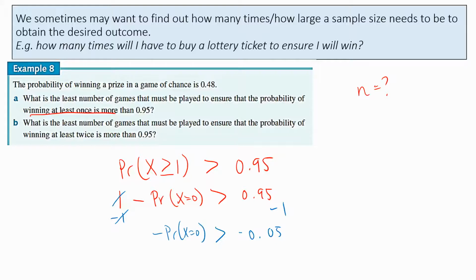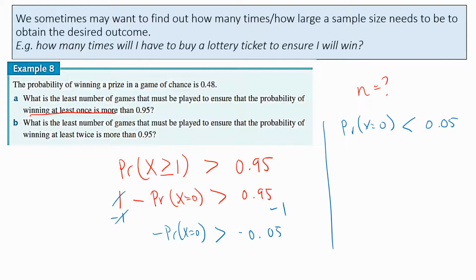Now I don't want the negative, so I divide by negative on both sides. Very good. When you divide by a negative, you have to switch the inequalities. So remember, you have to switch the inequalities. So here, the probability of x equals 0, instead of being greater than, is now less than 0.05. Okay? And this is nice because I've isolated the probability of x equals 0. And I know how to find the probability of x equals 0 using a binomial formula from 14a.